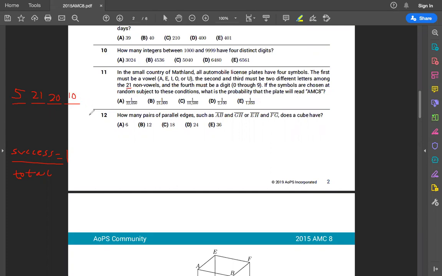And if we multiply this all together, we can pair the 5 and the 20 for 100, and then add in the 10 for 1,000. And so we can see it all multiplies to 21,000. So our answer is 1 out of 21,000. So that's B. That's the probability we get AMC 8 given these conditions and if it's all random. Okay.